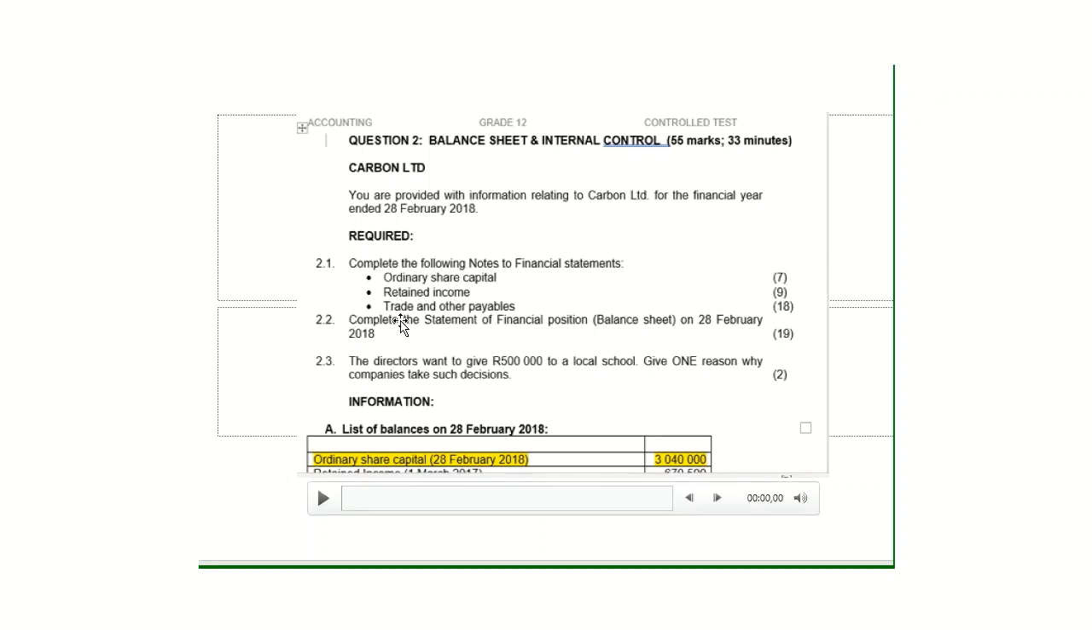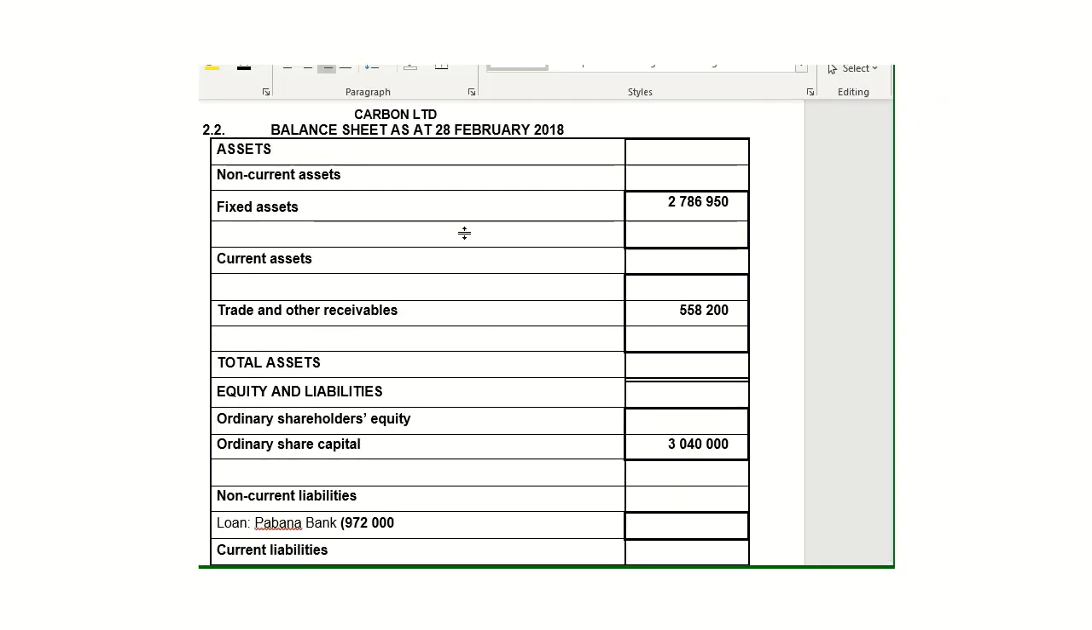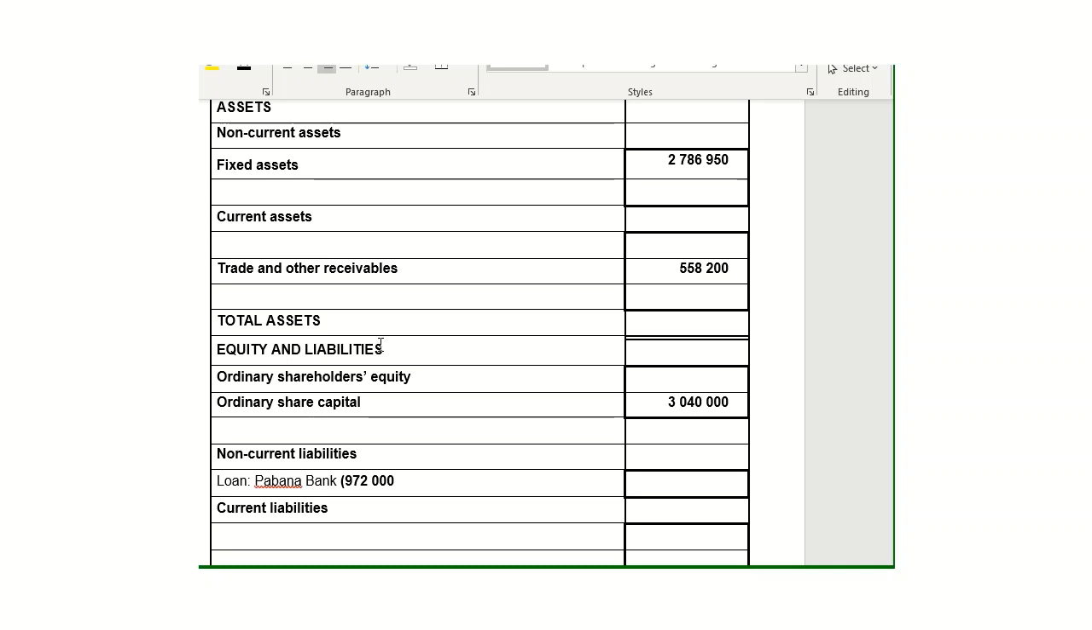Good. We're now going to start with the balance sheet. With the balance sheet, we just make sure that we know the labels. They may give us some information, not all of it. So what we're going to do first is fill in the missing information on the balance sheet. So know everything. You don't know what they're going to give you or not.